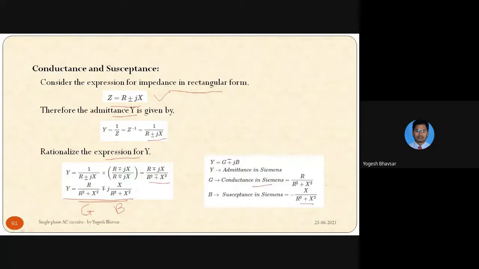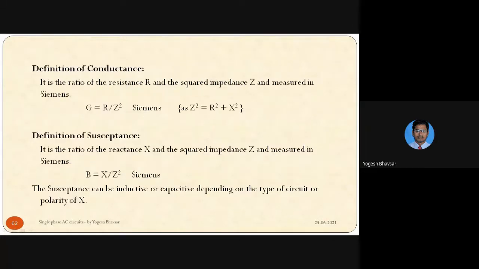Now again, R square plus X square is what? The square of the magnitude of Z. So we can simply write this term as R by Z square, and similarly the second term as X by Z square. So these are the conductance and susceptance measured in Siemens, denoted by G and B. We can just remember this one.